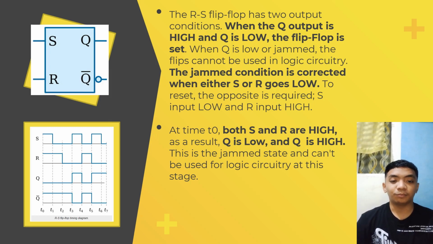At time 0, both S and R are high. As a result, the first Q output is low and the second Q output is high. This is the jump state that cannot be used for logic circuitry.